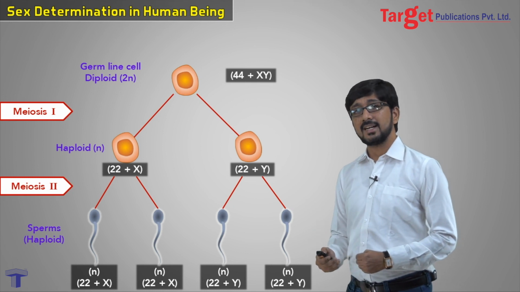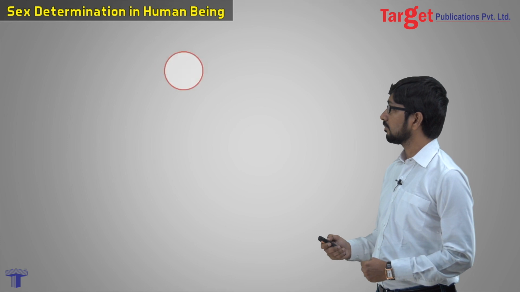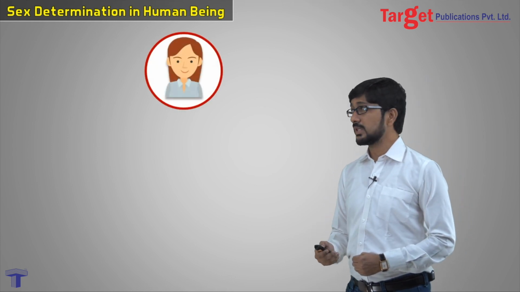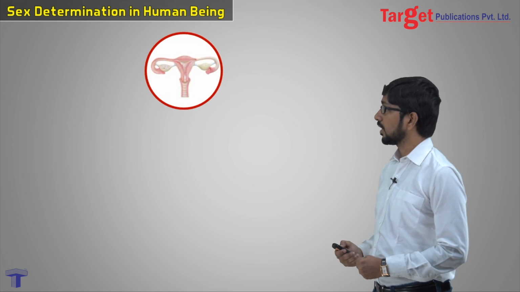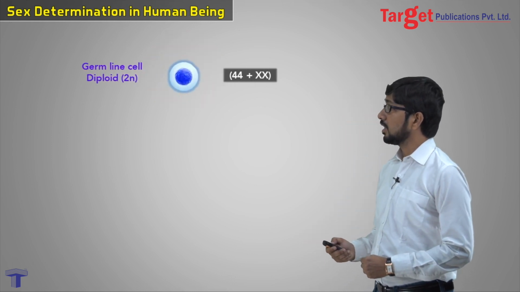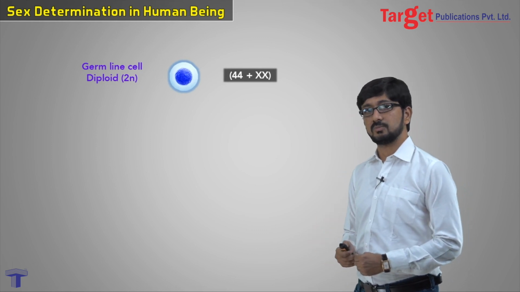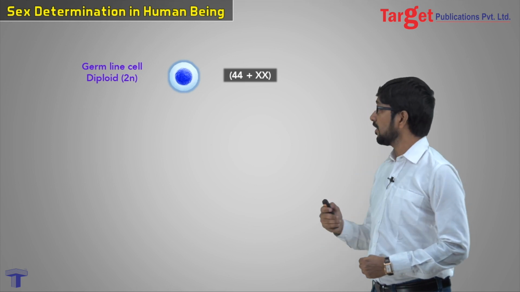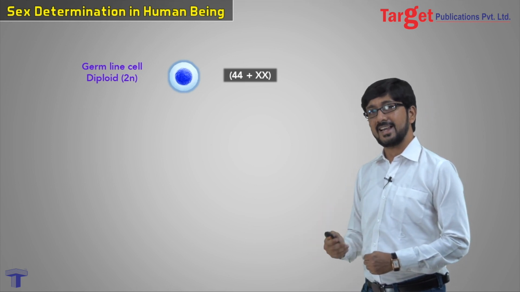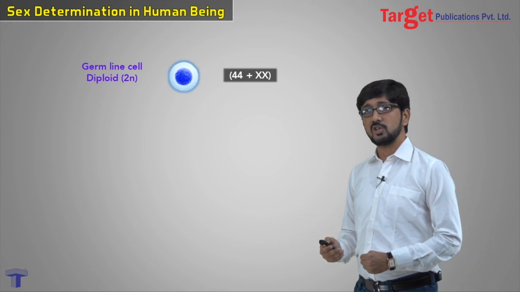Now let us understand how ova are produced. In case of females, ova are produced in the ovaries. Ovaries contain germline cells which are diploid. That means there are two sets of chromosomes in which we have 44 autosomes and two sex chromosomes, that is X and X. Now these germline cells divide by meiosis.